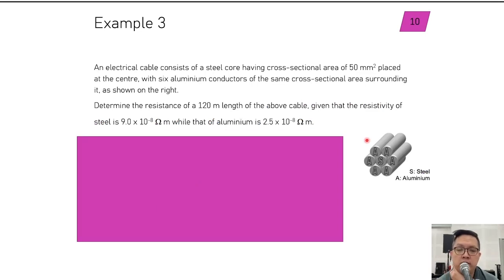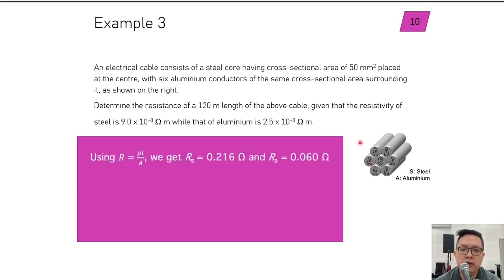Example 3 is a more application question that's linked to what you learned in COE when we talk about resistivity. Okay, so I'm not going to spend so much detail on the resistivity part. So I have a cable, 50 millimeter square cross sectional area. Okay, and then the length is 120 meters. So you have one steel cable surrounded by 6 aluminum cables, all having the same dimensions. So you can quickly work out, we can find R equals rho L over A. We can find the resistance of the steel cable to be 0.216 ohms, and the resistance of the aluminum cable to be each 0.060 ohms. So all these are connected in parallel.